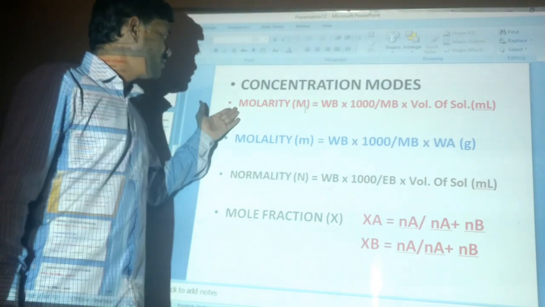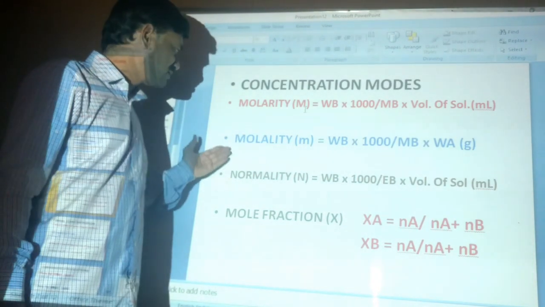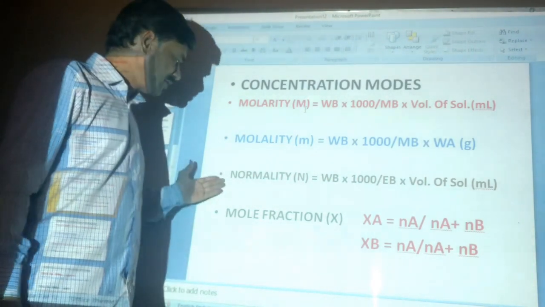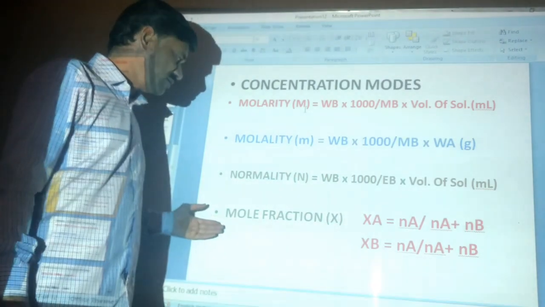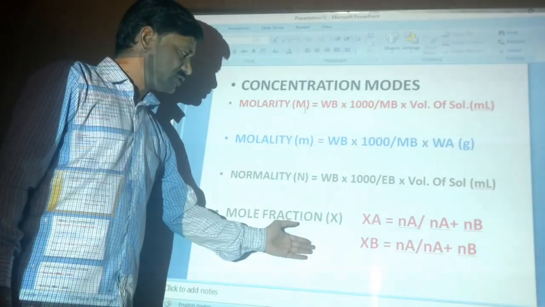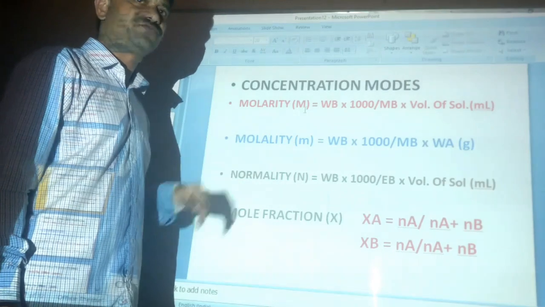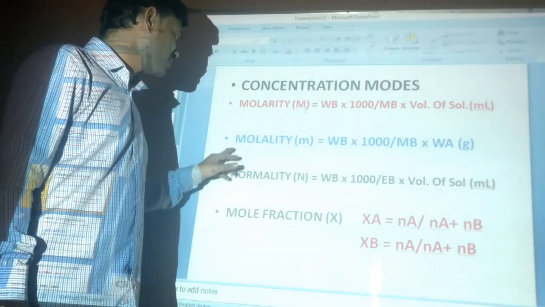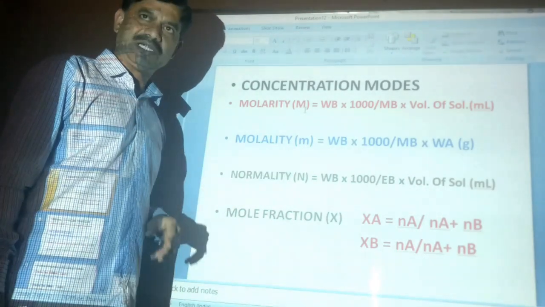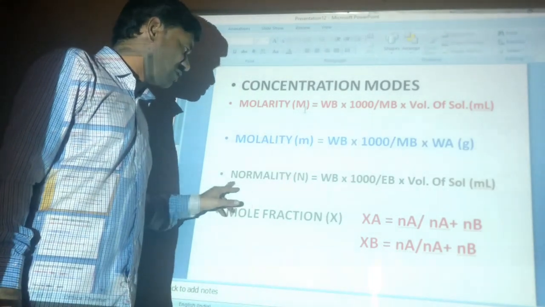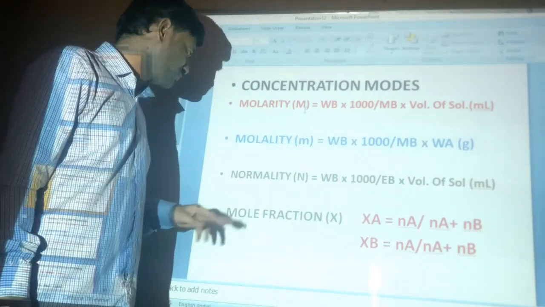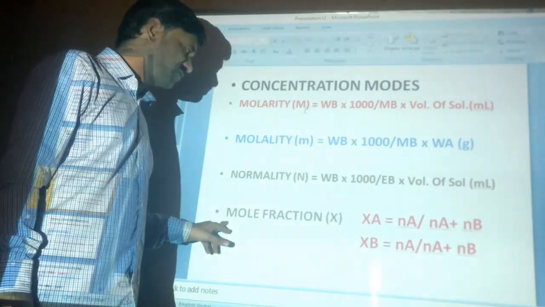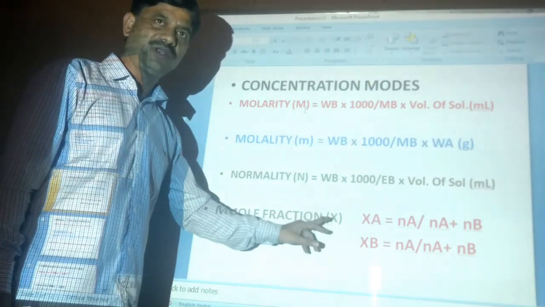First of all we will discuss molarity, then molality, normality, and then mole fraction. So keep in mind the symbolic notation for these terms. For molarity, a capital letter M is used to denote it. For molality, a small letter m is used. Capital N is used to indicate normality, and mole fraction is denoted by the symbol X.